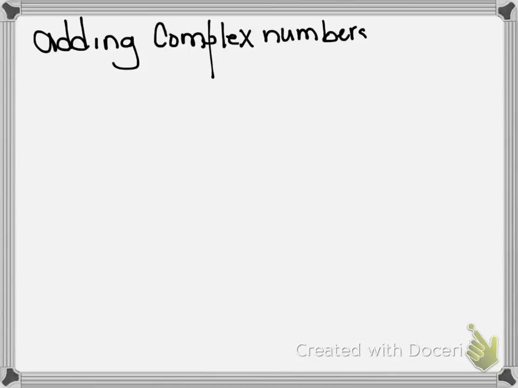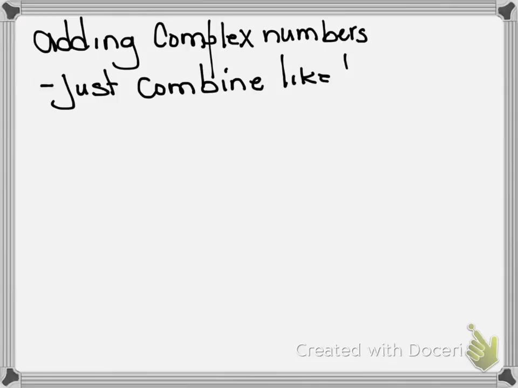Now, let's consider adding complex numbers. Adding complex numbers is the same thing you do, just like combining like terms, just like any variable. It's just that the variable i, in this case, has some meaning to it, for later operations. But when you're adding complex numbers, ladies and gentlemen, you simply combine like terms.